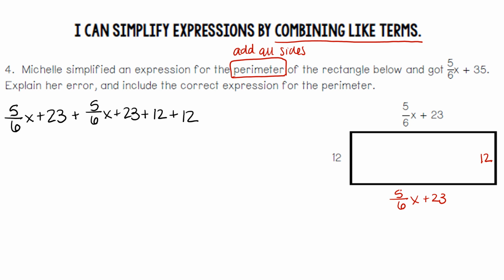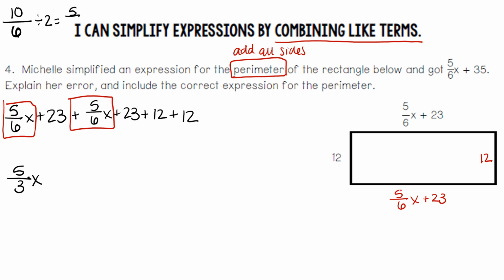Then you can go through and combine your variables that match. The 5 over 6x plus the 5 over 6x. 5 over 6 and 5 over 6 combined together give us 10 over 6, which does simplify down. Five plus 5 would have given us 10, the 6 was our denominator, but we can simplify that into 5 over 3.